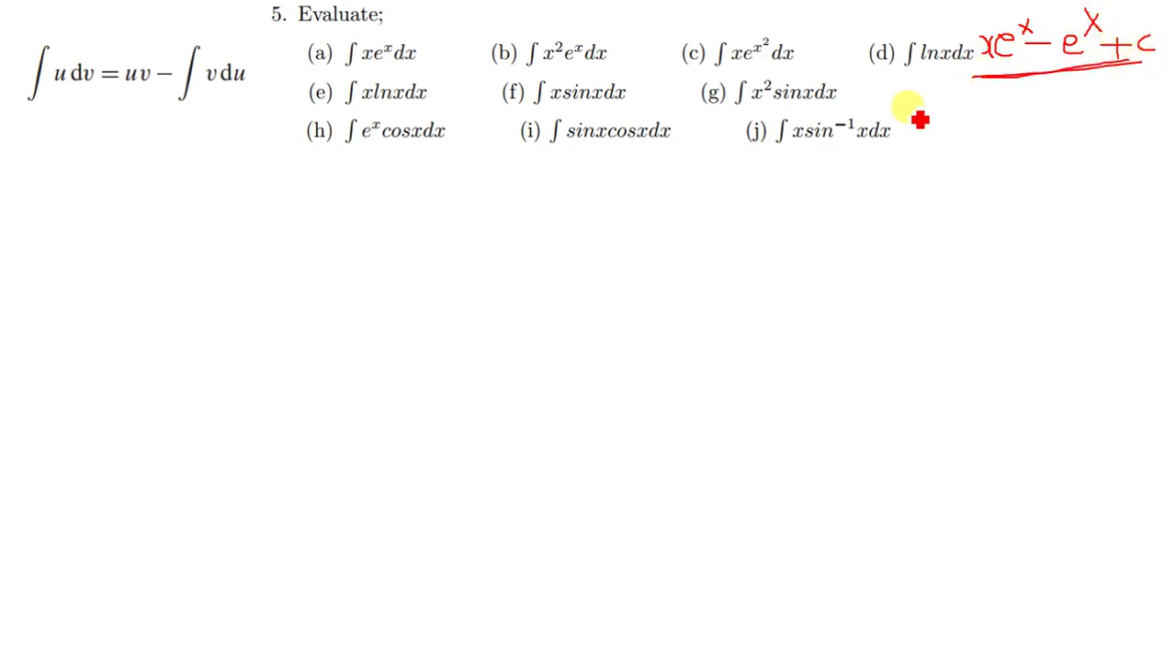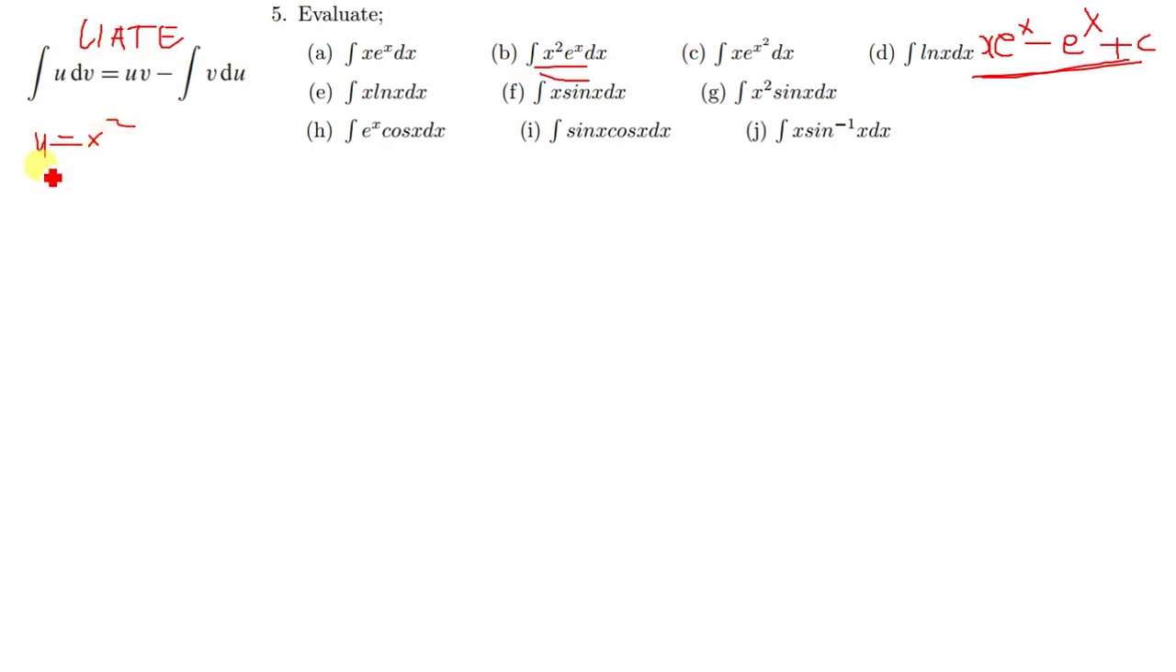I'm keeping this for the sake of this question here. So again, this question, we're following the same procedure, following this same mnemonic word to choose which one is our u. So our u, according to this algebra, is coming first than exponential. So I'm going to get my u being equal to x to the power 2.